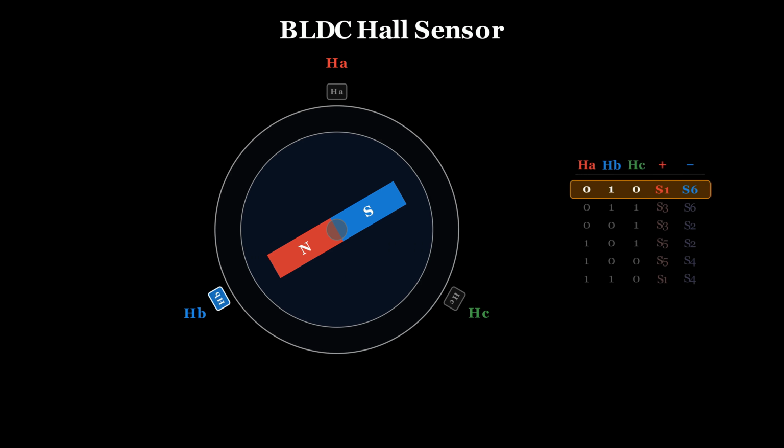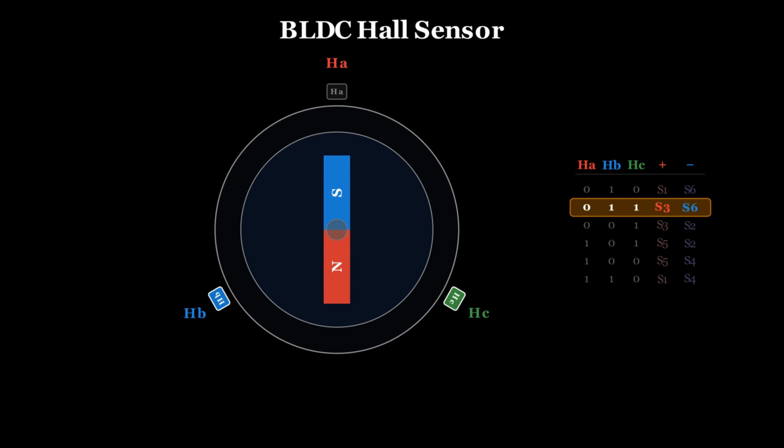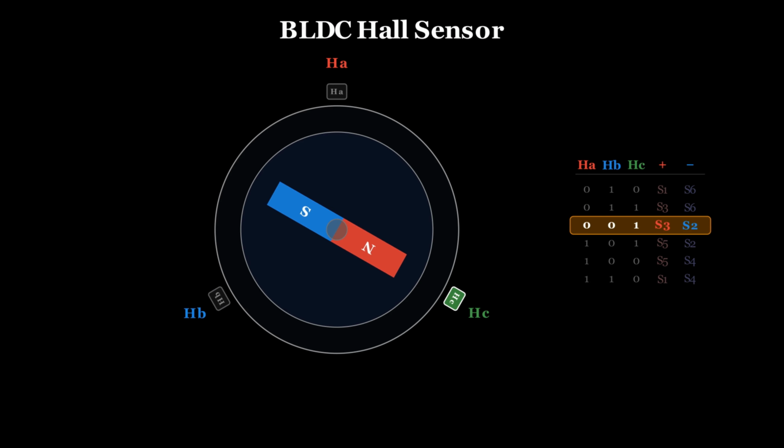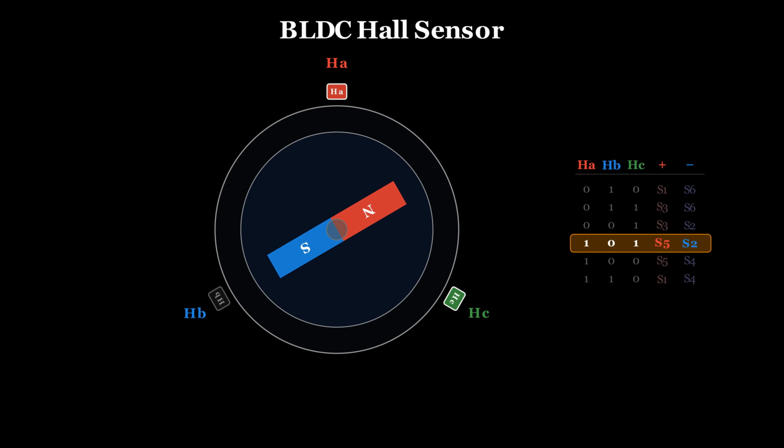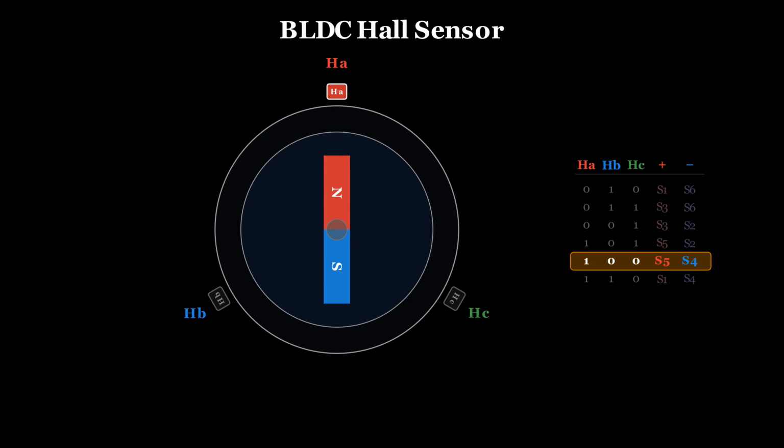For example, in this current position, phase A outputs low, phase B is high, and phase C is low. Now, as the motor rotates slightly, phase A stays low, while both phase B and C output high. If we rotate even further, only phase C remains high. Through this process, we obtain a total of 6 unique Hall sensor states.